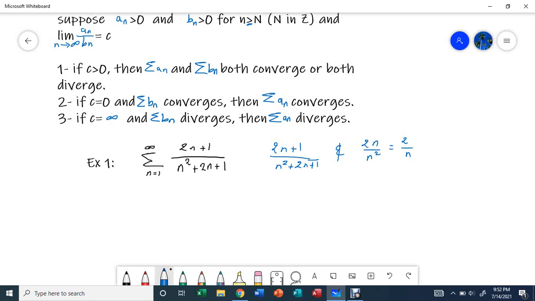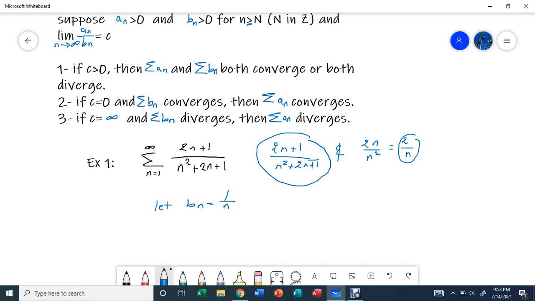So if you are not sure which function is gonna be your b_n, just graph the given function, 2n plus 1 over n squared plus 2n plus 1, and graph 2 over n, and see how they behave as n goes to infinity. You're going to see pretty much they have the same graph. So I'm going to let b_n equal 1 over n. I can choose 2 over n, but 1 over n is much simpler.